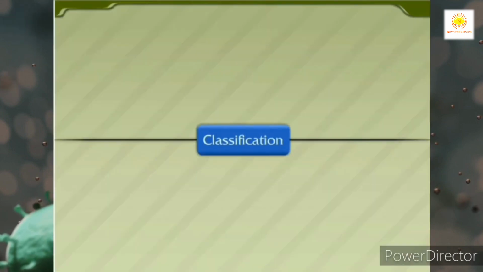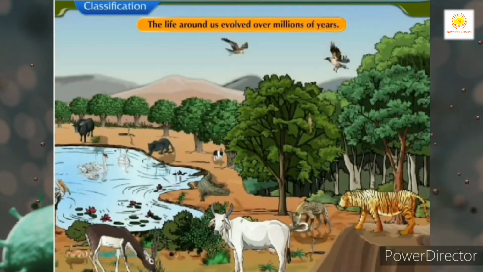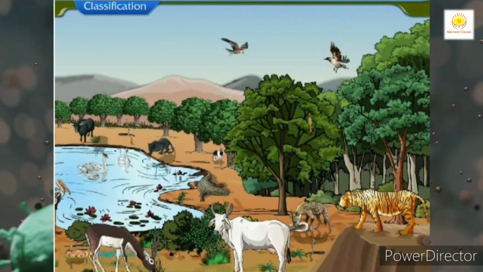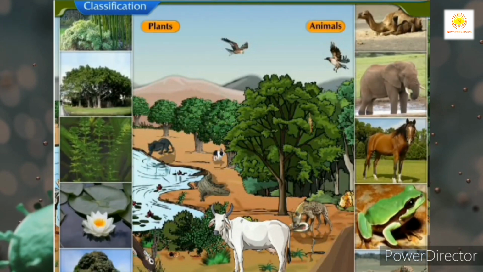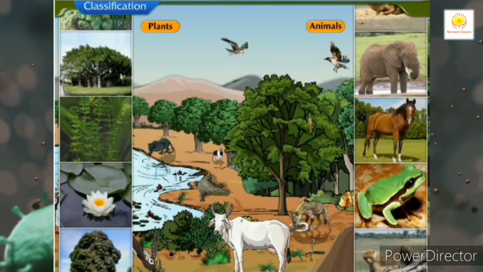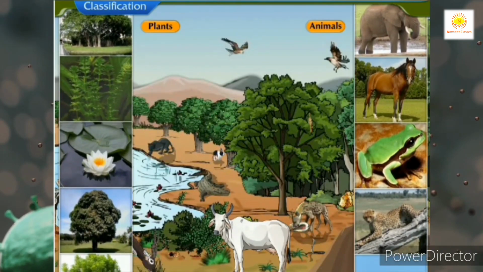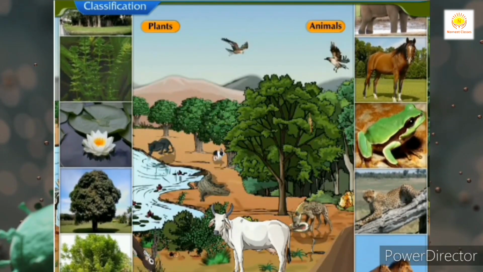Classification. The life around us evolved over a million years. Studying all these different forms was a big task in front of the earlier biologists. It was difficult to study such diverse forms.